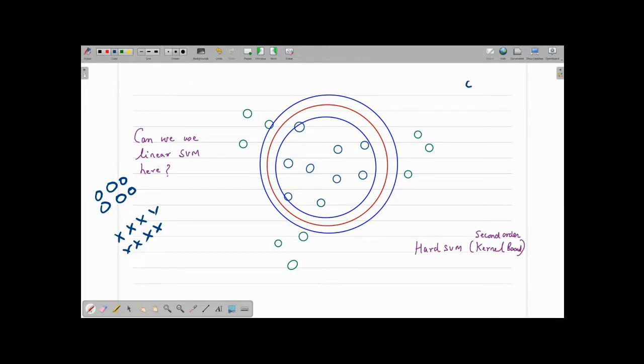And what will nonlinear non-separable be? It will be like this. Suppose you have data like this, it will be difficult to separate it, right? So it's a nonlinear, non-separable type of thing. But this one is nonlinear and separable. So here we will use kernel SVM in hard SVM setting.